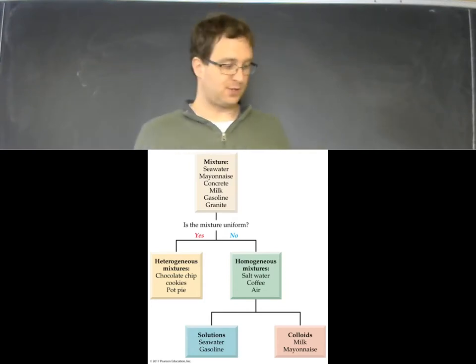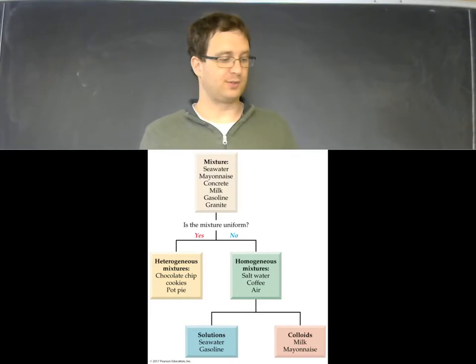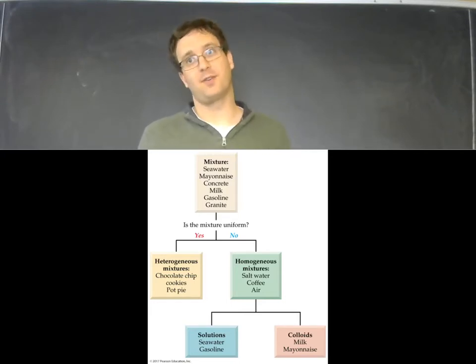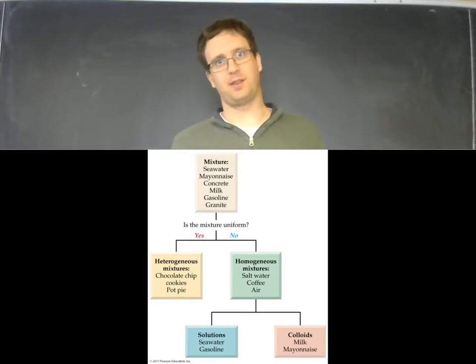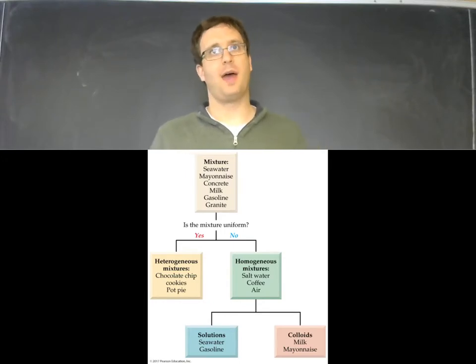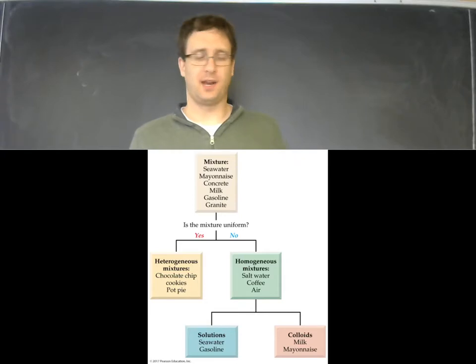A heterogeneous mixture will have particles greater than about 500 nanometers. So if you've got a particle larger than 500 nanometers, it's easy to filter it out and separate them through physical processes, and it's easy to identify boundaries, say in a microscope.